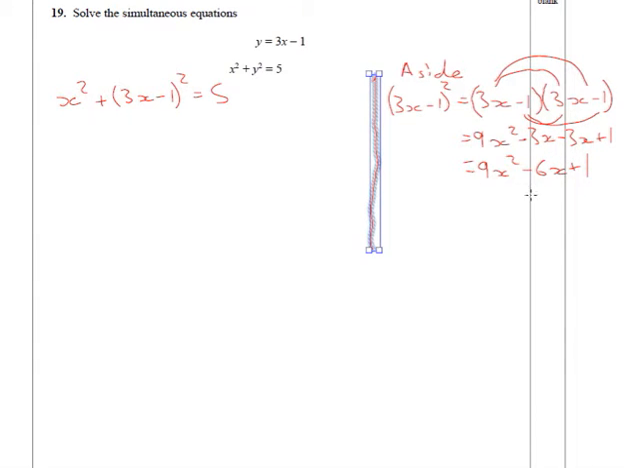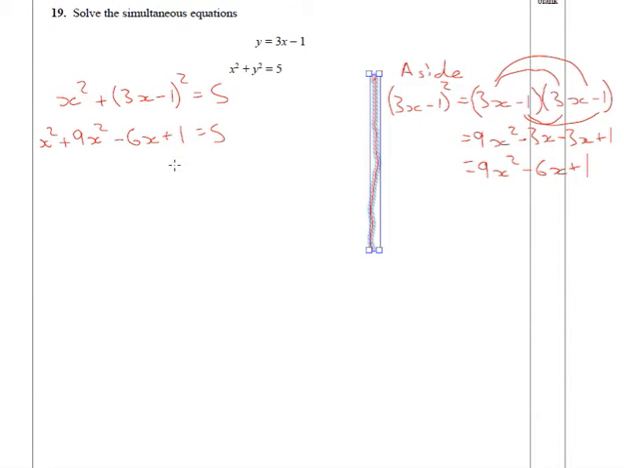We can then put this answer here back into this bit here. So you end up with x squared plus 9x squared minus 6x plus 1 equals 5. This gets you the second mark then.